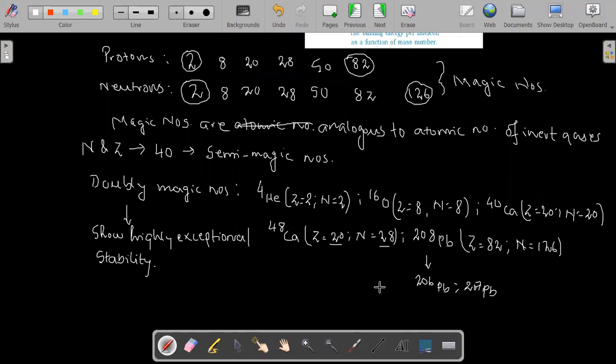These things that we're talking about, magic numbers and all, are explained by the shell model. We have to have a theoretical model for this, and that is nothing but the shell model. So what we're going to do now is maybe imagine.